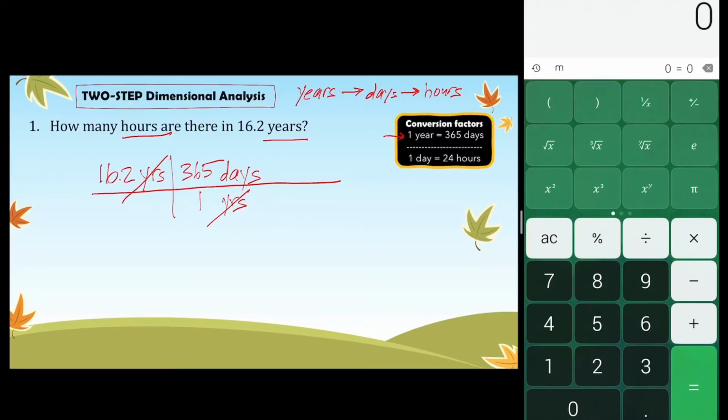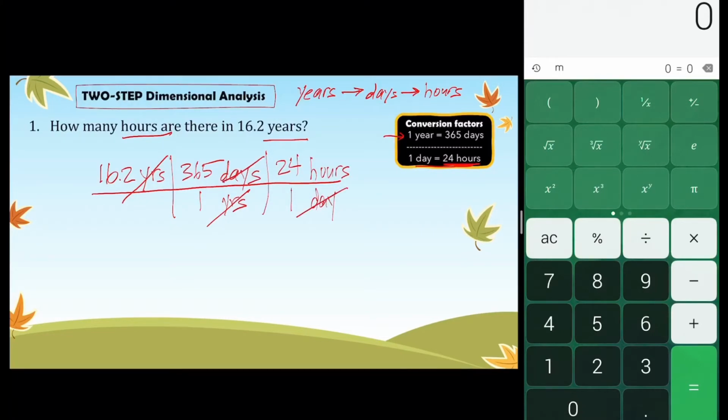If we solved at this point, our answer would be in days. But since we're asked for hours, we have to go one more step. And to get rid of days, we're going to put days in the denominator. And we're given 1 day equals 24 hours. And those are the units that we want in our answer. We want hours in our final answer. So we'll put hours at the top. In 1 day, there are 24 hours. And we're going to cancel the unit days. And now we're going to solve.